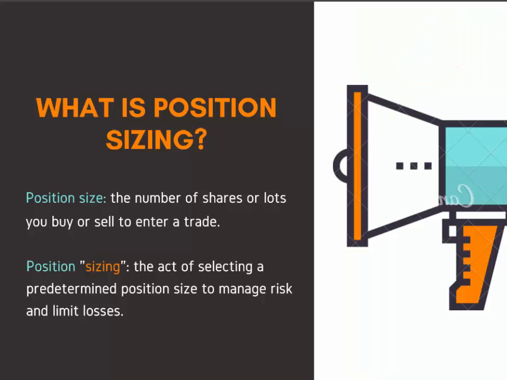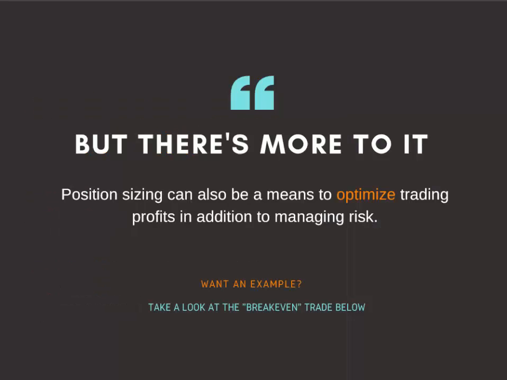Just about every trader is familiar with the idea of position size. Your position size is the number of shares or lots you buy or sell to enter a trade. Most of you are familiar with the notion that proper position sizing is a way to manage risk. If you don't want to risk more than a certain amount per trade, you need to size your positions in such a way that you won't lose more than the limit you set for yourself. But position sizing can also be used to optimize your trades. In other words, there are certain trades in which your optimal position size will not only manage your risk, but optimize your profit potential. Let's take a look at an example.